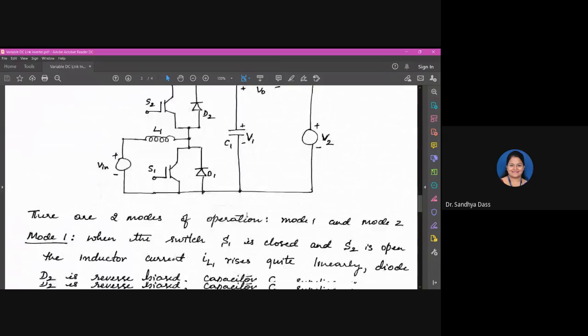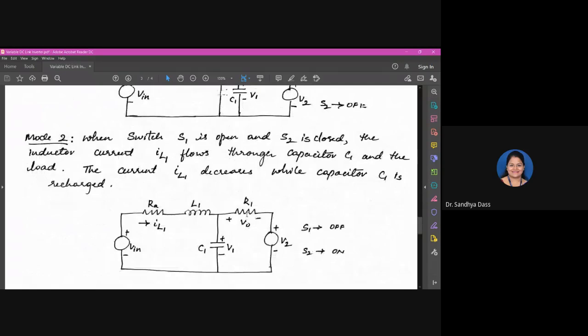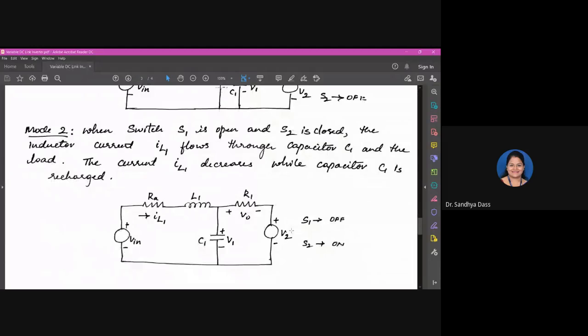So in mode 2, when switch S1 is open and S2 is closed, that is, S1 is off and S2 is on, now the inductor current will flow through the capacitor because of the connection there, and the load as well. Okay, the current IL1 will decrease while the capacitor will get recharged. So this will be the circuit. I'll go back to the equivalent circuit.